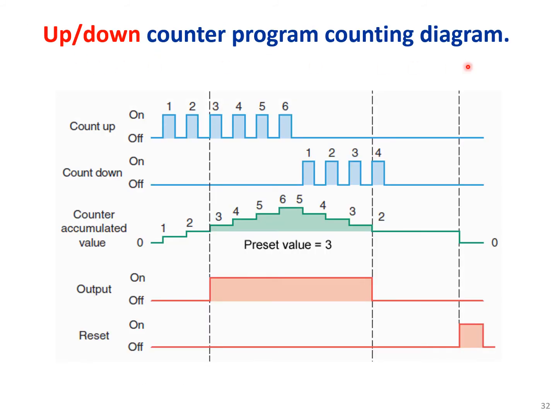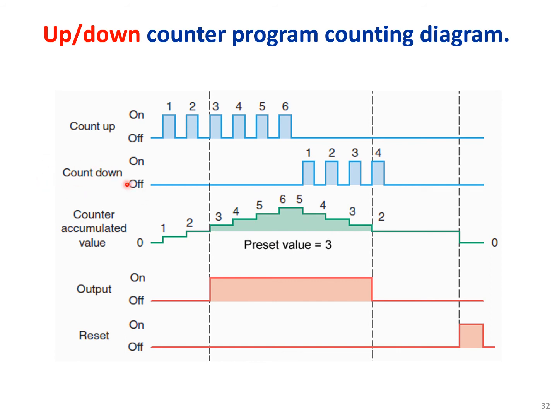Up-down counter program counting diagram. Here we see how the up-down counter works. The preset value is 3. Here we have all pulses that trigger the up counter. So 1, 2, 3. We already reached the preset value, and the output goes from off to on, or false to true. Okay, then we continue. So this up counter continues to 4, 5, 6, but it doesn't change the output of the counter because it's already over the preset value of 3.